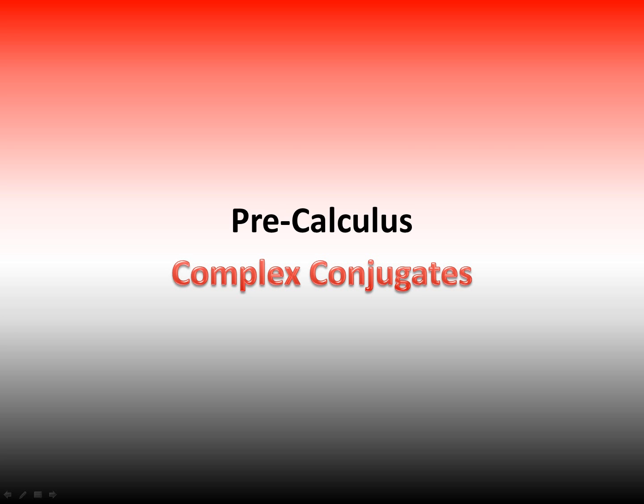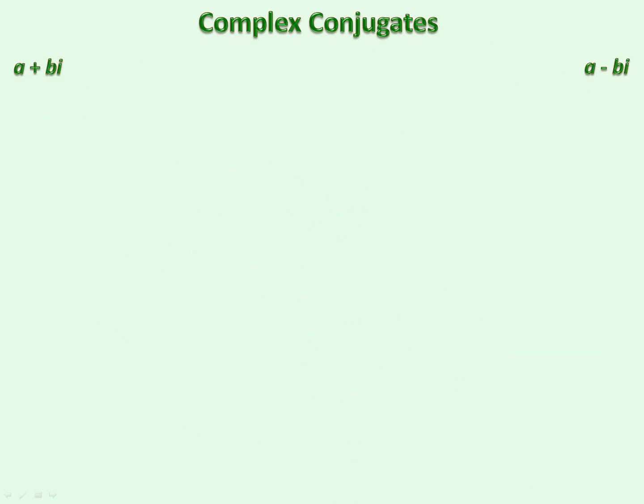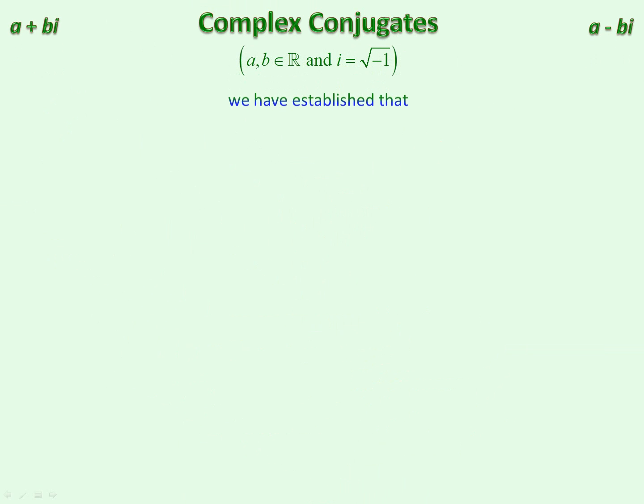Complex conjugates. In the previous video, complex numbers, we established that a complex number is a plus bi, where a and b are elements of real numbers and i is the square root of -1.